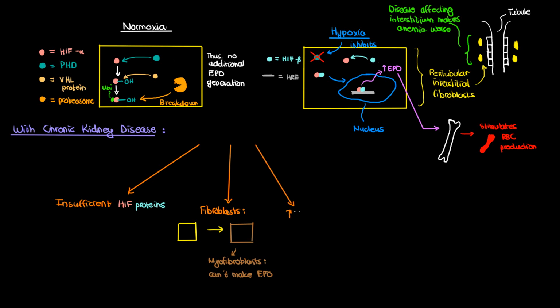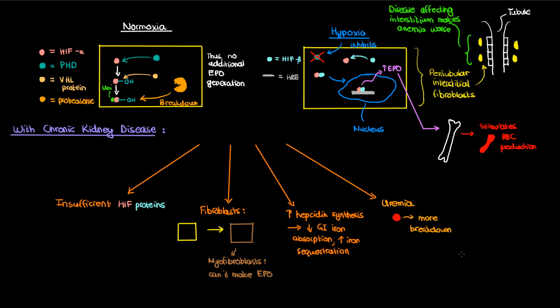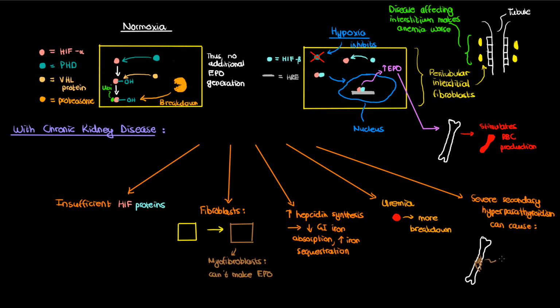There's also other reasons for anemia in CKD: increased hepcidin synthesis from the inflammatory state resulting from CKD, which leads to more iron sequestration and less iron absorption. The uremic milieu also causes earlier breakdown of red blood cells, as in a decreased half-life. And finally, patients with CKD can get secondary hyperparathyroidism due to elevated phosphate and chronically low calcium. If this happens, and if this gets severe enough, bone marrow fibrosis can result, which will prevent your bone marrow from responding to EPO and iron simply because your bone marrow is fibrosed. The mechanism of how this happens is unclear.